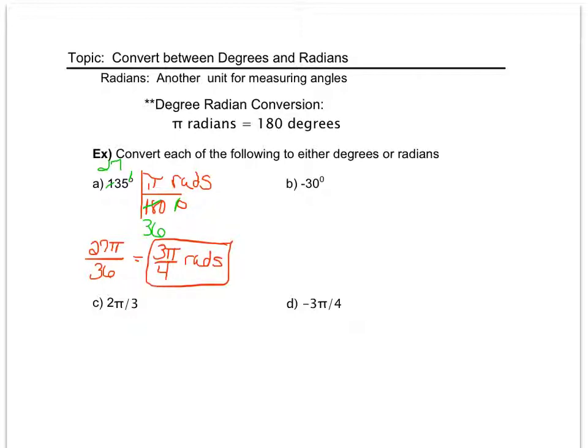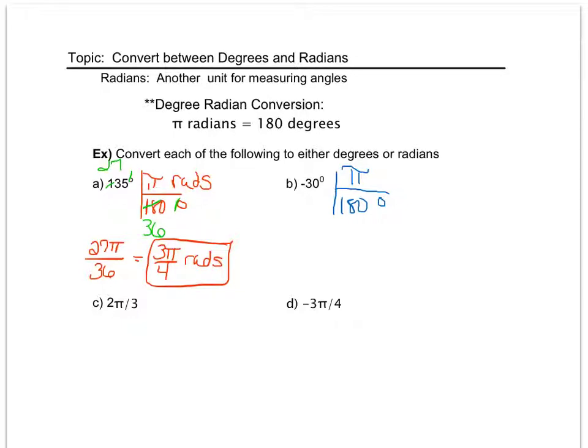Looking at example B, I have negative 30 degrees. So since I'm in degrees, I'm going to go to radians. I'm going to go through the exact same process. I start with what I'm given. And actually, to save room, I'm just going to use what I'm given. I want to multiply with degrees on the bottom and radians on top. Pi radians is equal to 180 degrees.